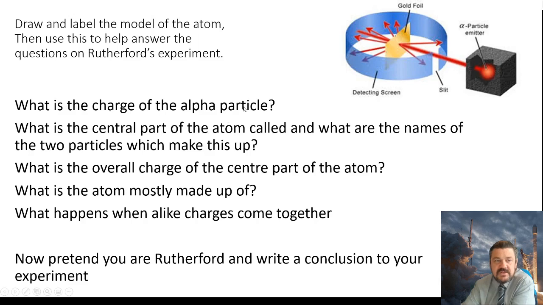So what is the charge of an alpha particle? What is the central part of the atom called, and what are the names of the two particles which make this up? What is the overall charge of the center part of the atom? What is the atom mostly made up of? And what happens when alike charges come together?